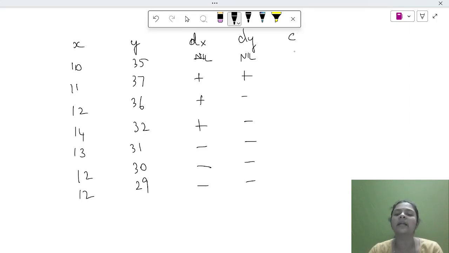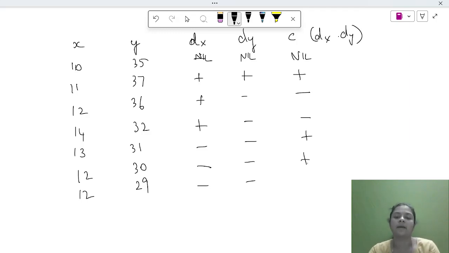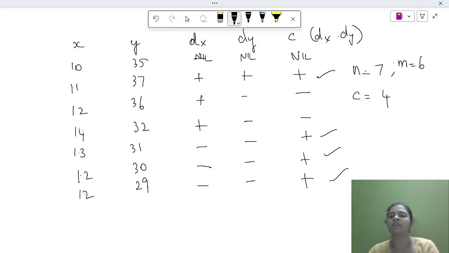So now let's write the concurrent deviations, which is nothing but the multiplication of signs of x and y. First value nil, plus into plus, plus; plus into minus, minus; plus into minus, minus; minus into minus, plus; plus and plus. So the value of c is the total number of plus signs in this table, which is 4. What is n? n is nothing but the number of observations: 1, 2, 3, 4, 5, 6, 7 pairs of observations. So n is 7. Therefore, m will be n minus 1, which is 6.